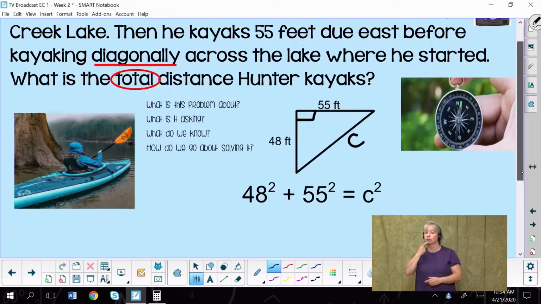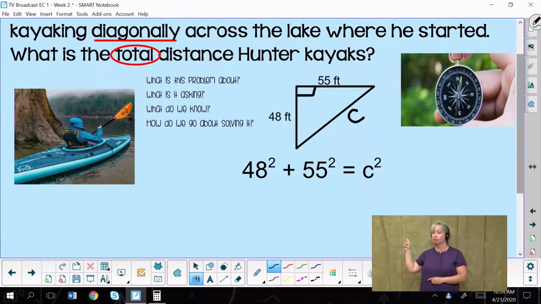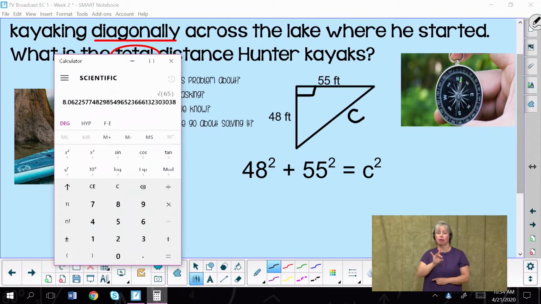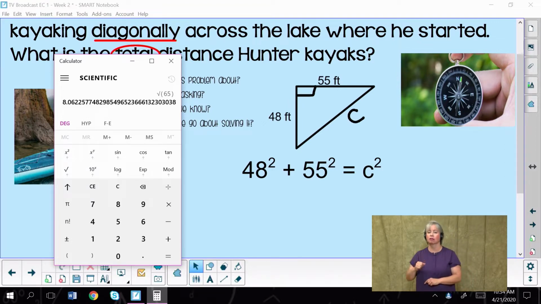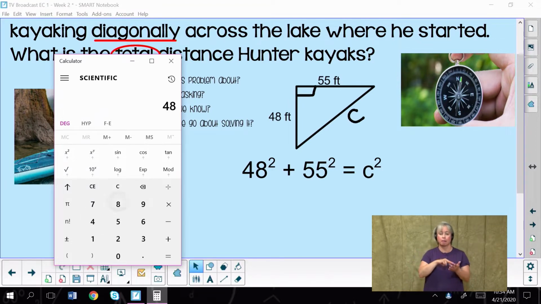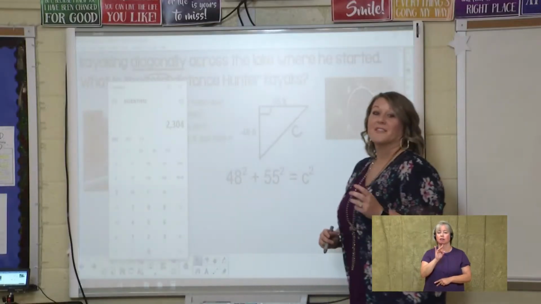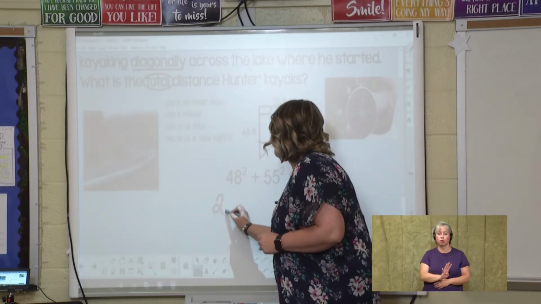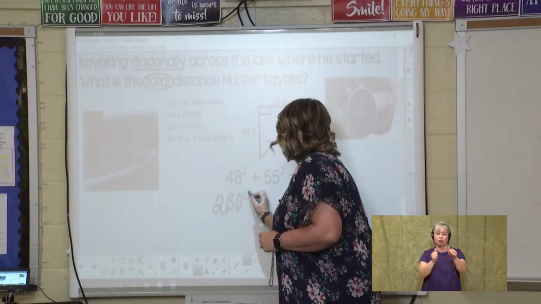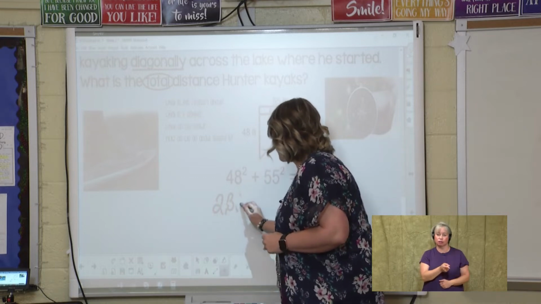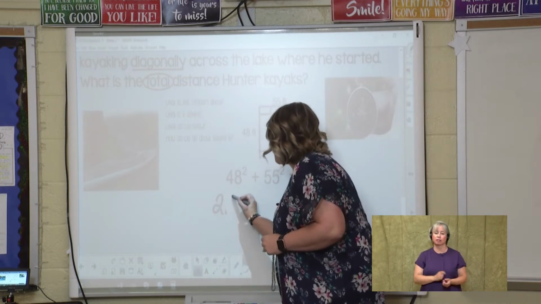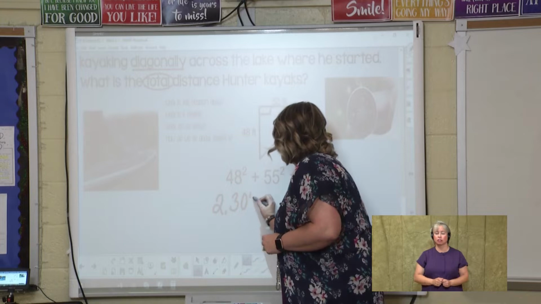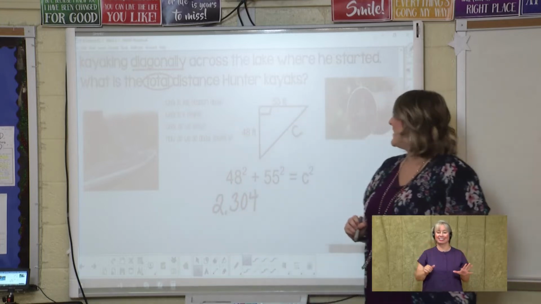So let's do some calculations here. 48 squared, if you have your calculator on hand, 48 squared means 48 times 48. So 48 times 48, 2,304. So let's write that down right underneath where we were calculating. You know what, I'm going to fix that just a little bit so you can see it well at home or wherever you're watching from.